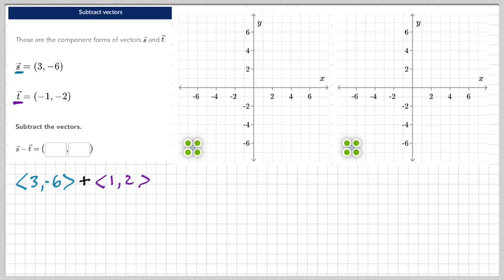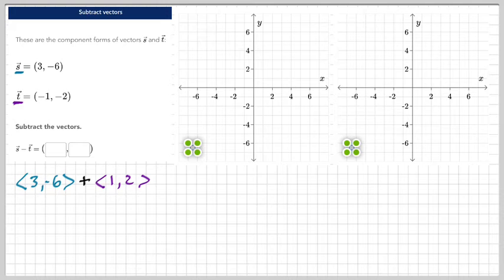Positive 1, positive 2. Okay, so this is negative 2, negative 2, but here I'm going to put positive 1, positive 2. Why? Because we're subtracting. Whenever you subtract, you add the opposite. And so that's what I'm going to do. I'm just going to add the opposite. So I'm going to use these two as my vectors when I go graphing as well.